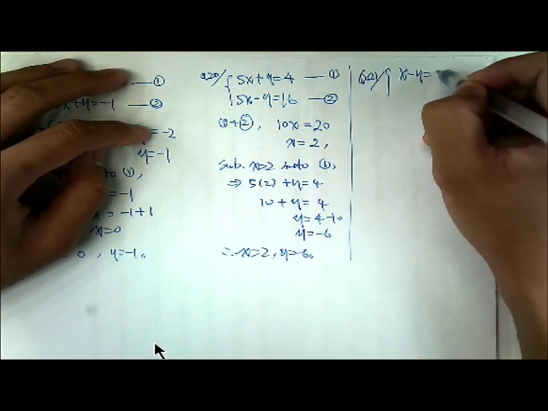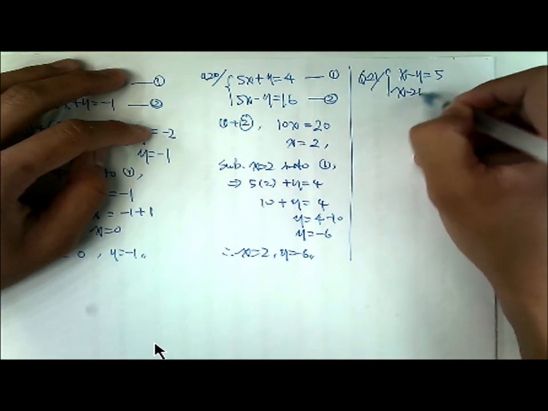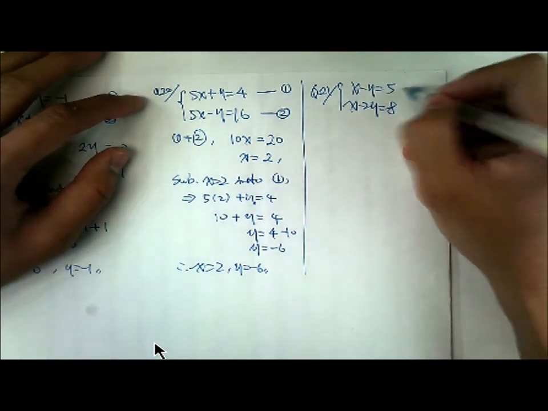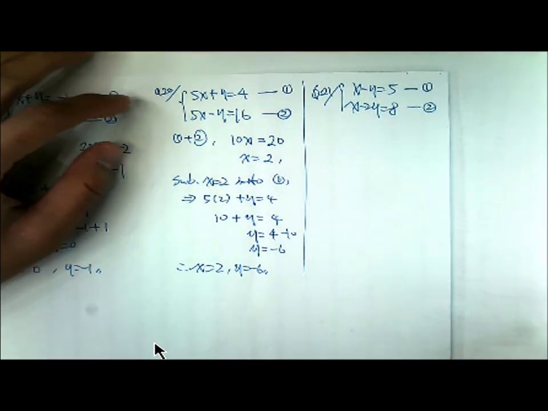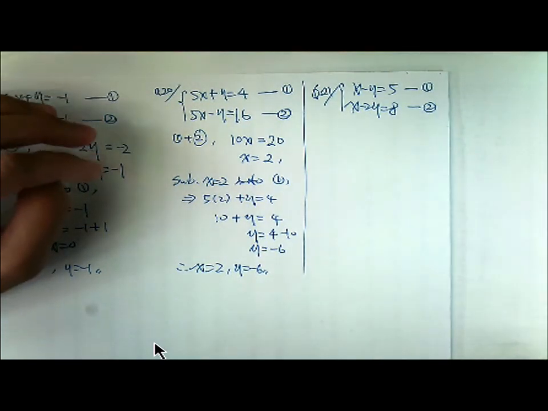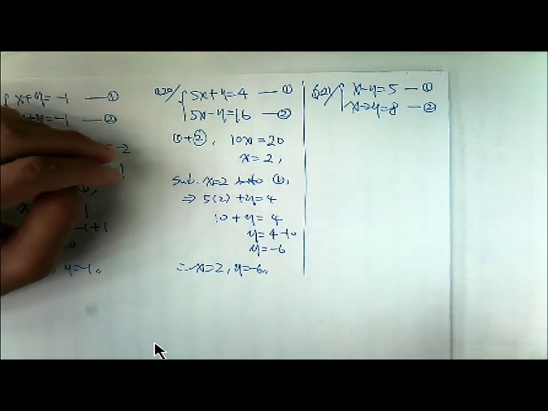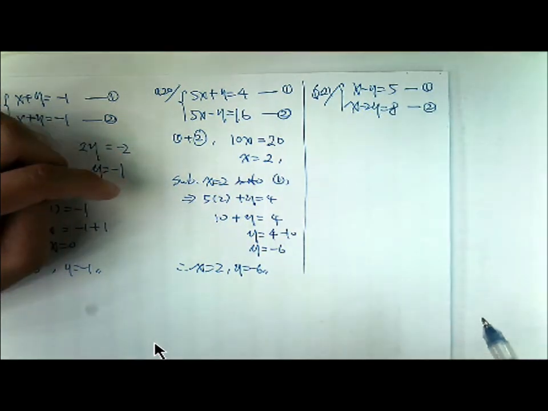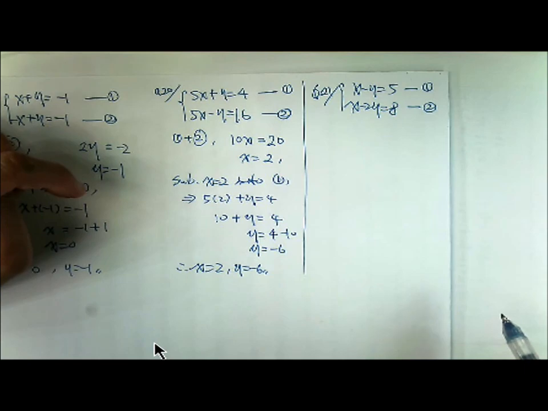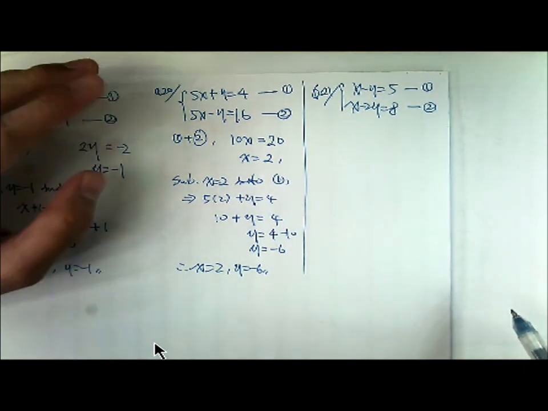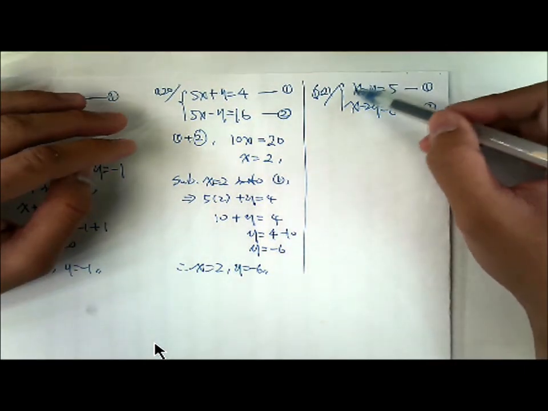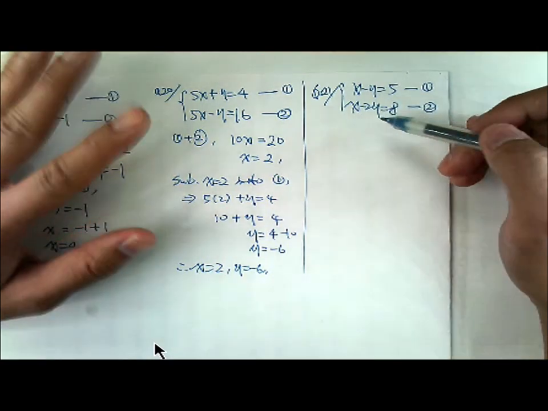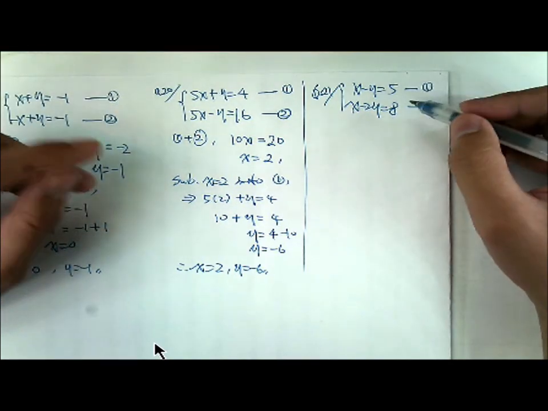x minus y equal to 5. x minus 2y equal to 8. So we give names first. It's okay. So here we just find some terms, x and x, but they are not opposite. Understand? So if you look at here, if this x becomes minus x or this x becomes minus x, that will be perfect, right? So how to do this?